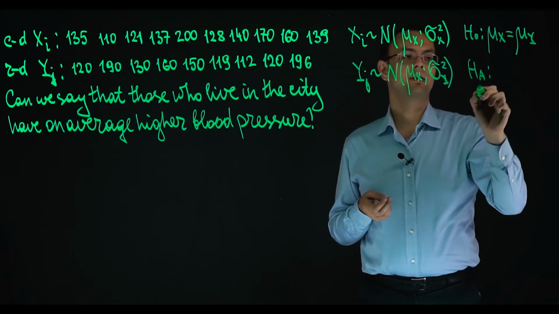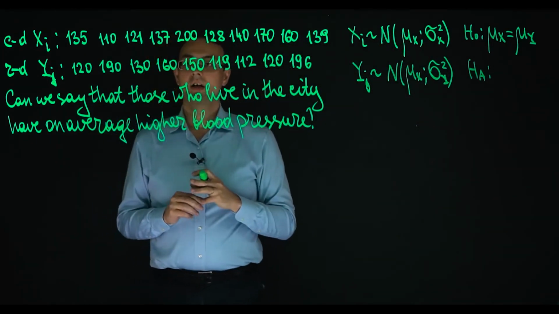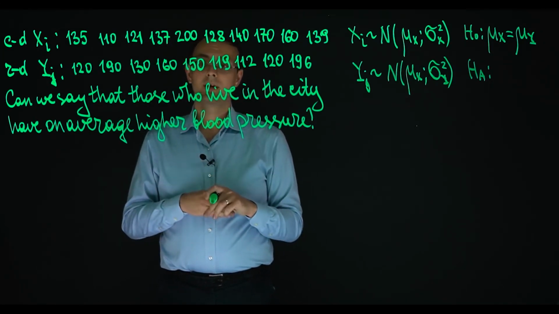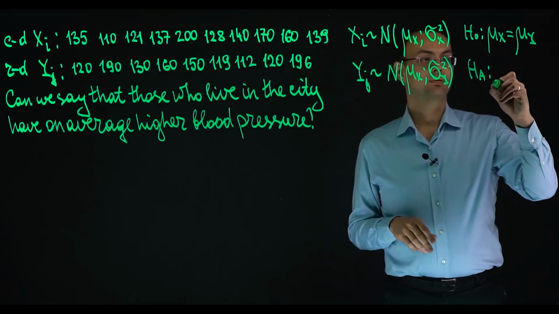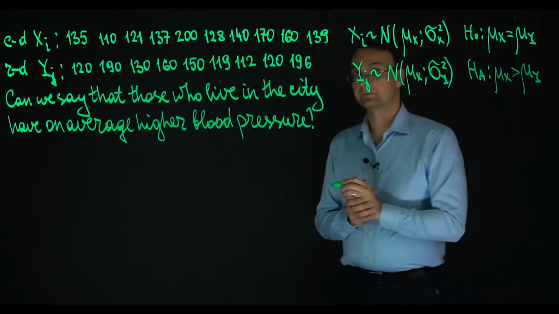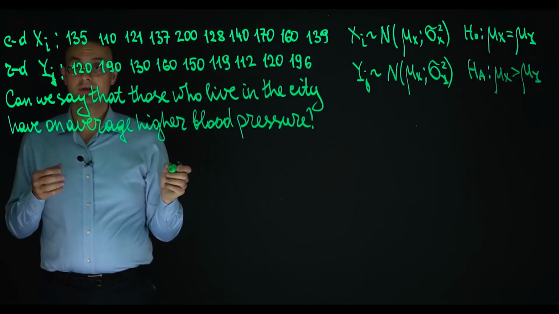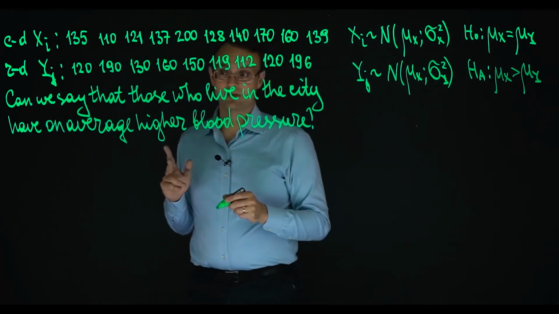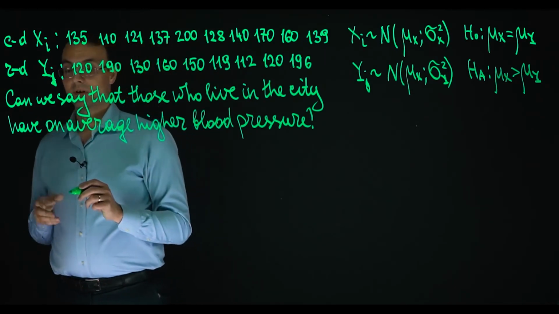And the alternative hypothesis is, as they suggest, that those who live in the country have lower blood pressure, so that mu y is less than mu x. So mu x is more than mu y. So then we apply the Student test, and so we are to find 2 sample means and 2 sample variances. So sample mean and sample variance for each of these 2 samples.